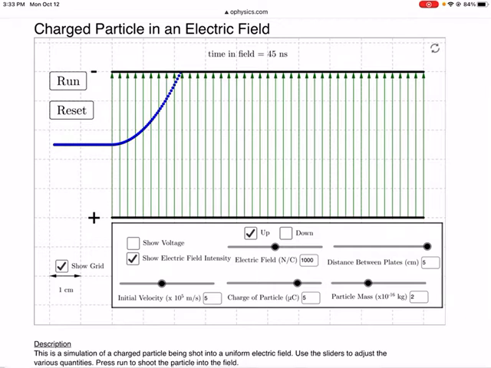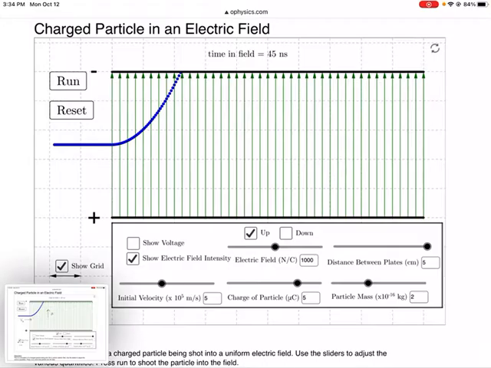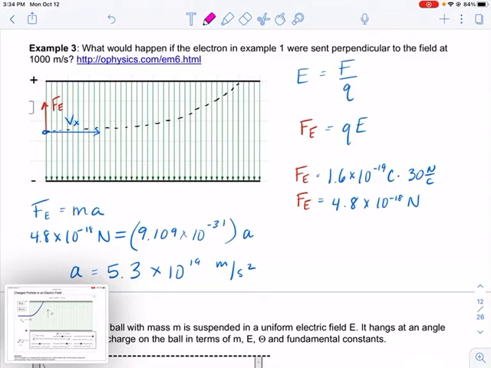This is the same as a horizontal projectile. The weird thing is that because of the way electricity works, because we have both attraction and repulsion in electricity, the object is actually accelerating up. Normally, when we deal with horizontal projectiles, we have things accelerating down. So that's kind of interesting. So let's go back to our problem here.